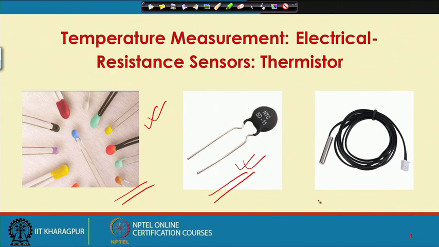Now, what you see here are the images of thermistors. But if you look at a thermistor in lab or industry, what you will see is this. A temperature measuring instrument based on thermistor, if you look at, you will see this. So, this is the protective case and inside this is the resistance element, and this is the extension leads.